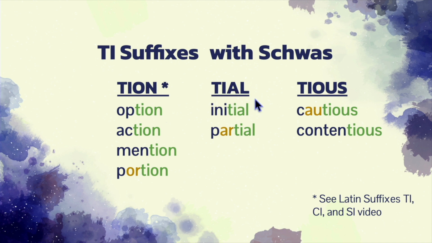This one is shull. Again, the T and the I together say sh, and the A schwas, and has the short U sound. Initial, AR says R, partial. Altogether, this says shus. The T and the I say sh, and while OU usually says ow, in a suffix, it takes on the muffled schwa sound of U. So altogether, this suffix is shus. AU says ah, so we have cautious, contentious.